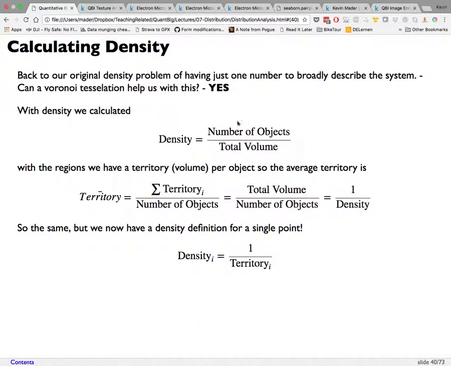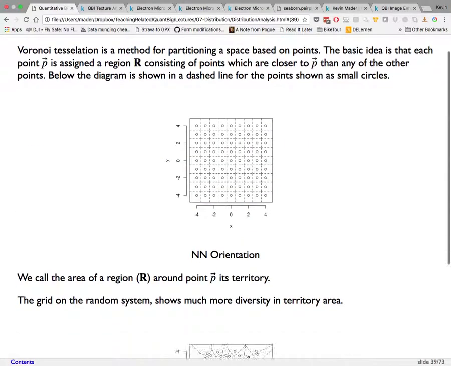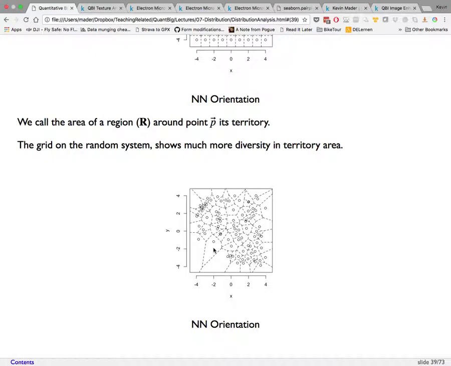And so with density, the standard calculation is the number of objects over the total volume. And what we have for the territory is one object and a given volume or area. And so actually, we can now define a density for a single point by just taking the inverse of its territory. And so if you know how big its territory is, you can very easily calculate what the density would be. And so here, this one has a very, very big territory, therefore the density is very low. This point has a very small territory, and therefore the density is very high.